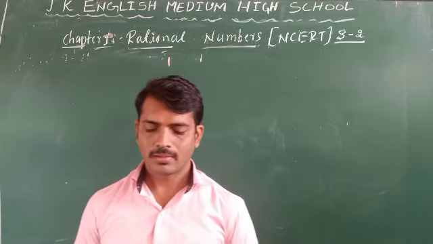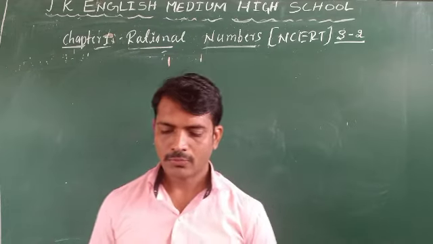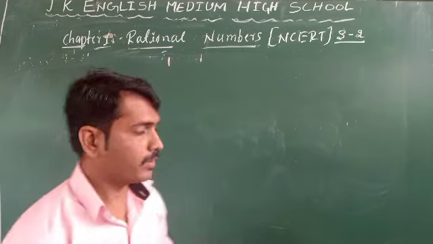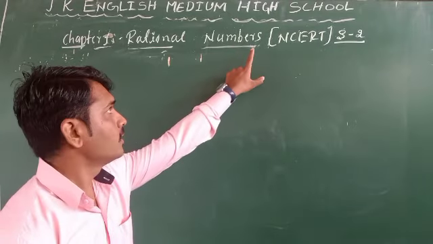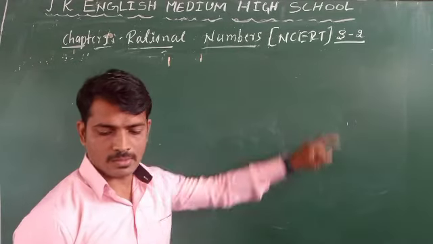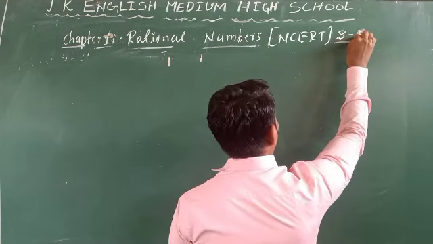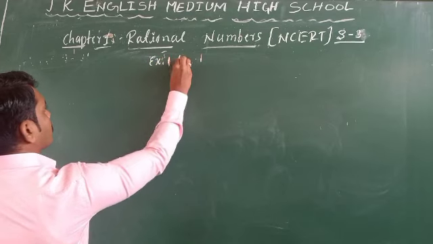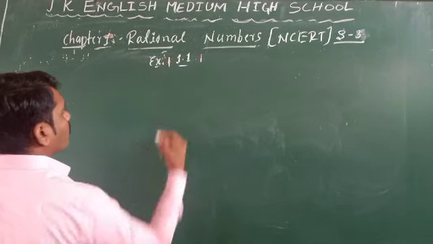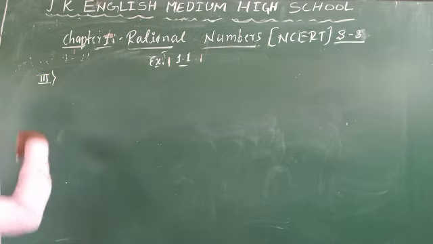So already we have learned first main and second main from exercise number 1.1 from the chapter number 1, rational numbers. So this is NCERT syllabus. So today I am going to take the third session, session number 3. Exercise 1.1, and that is the third main.